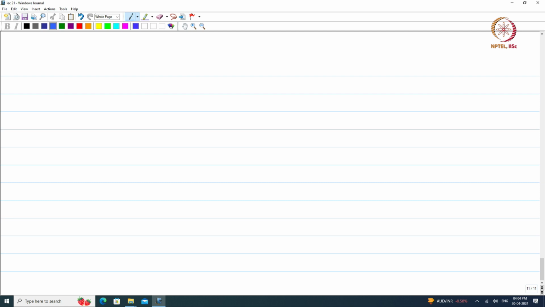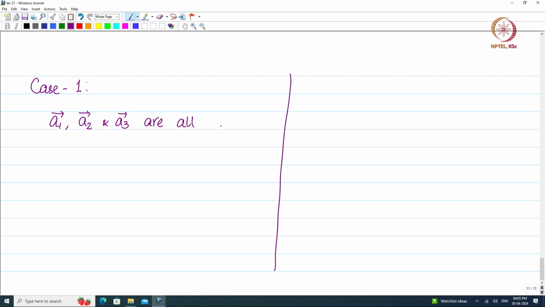So let's look at three important cases here which will help us understand this homogeneous system of equations, three equations in three unknowns, better. So let's look at it geometrically. The first one I am going to look at is case 1. We are going to say that the three row vectors, namely a1, a2 and a3, are all linearly independent vectors in 3D.